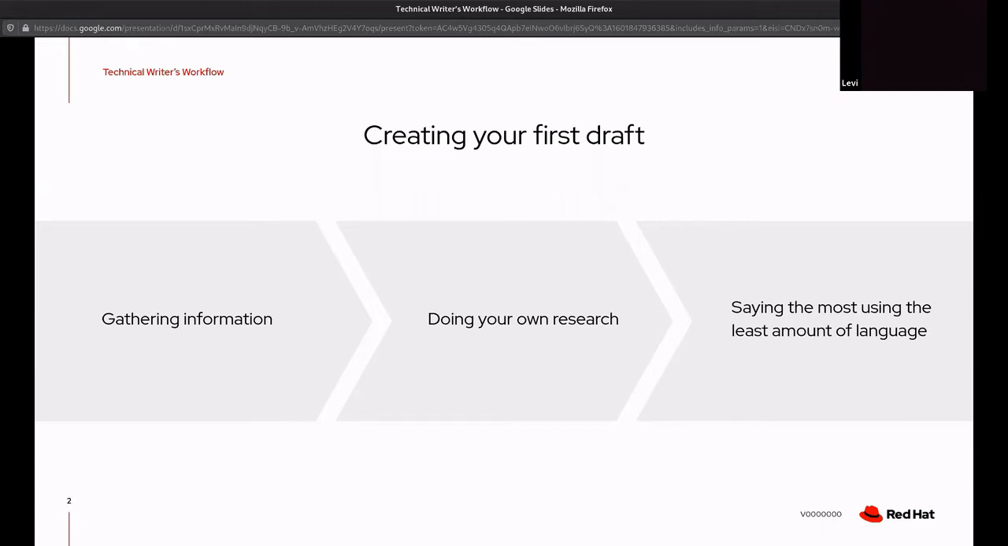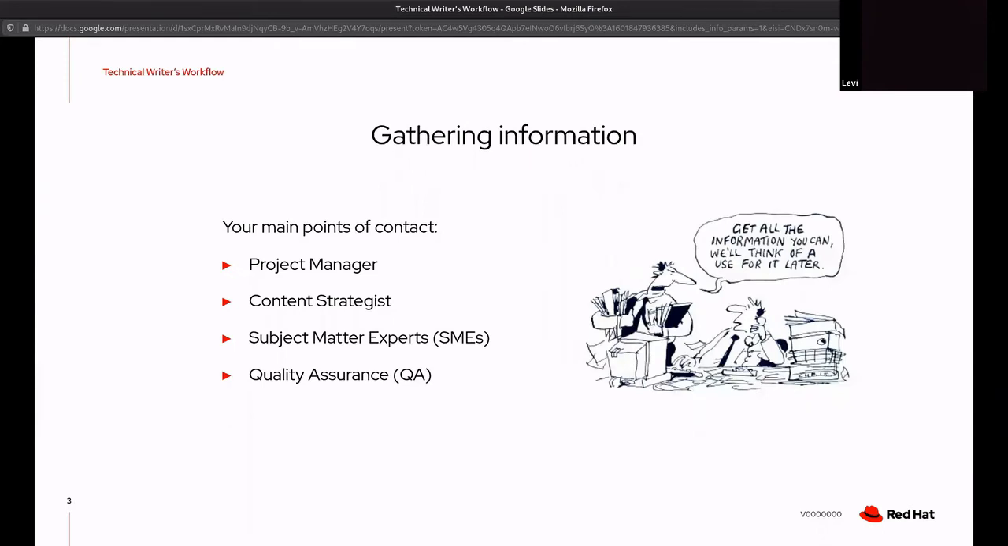So we can start with gathering the information, and there you will have quite a few points of contact depending on what product you are working on. The most important would be subject matter experts or SMEs and quality assurance, quality engineering.